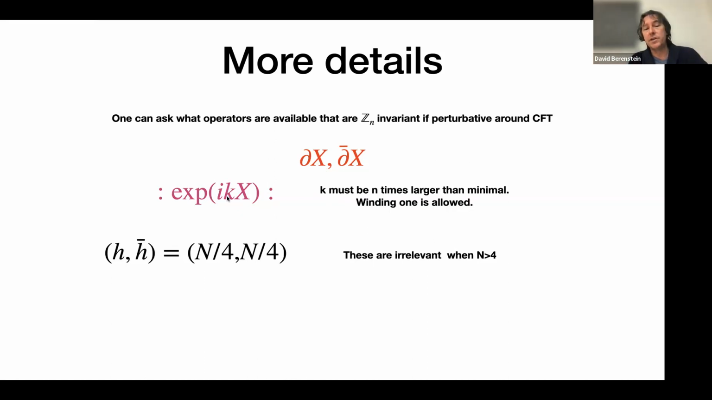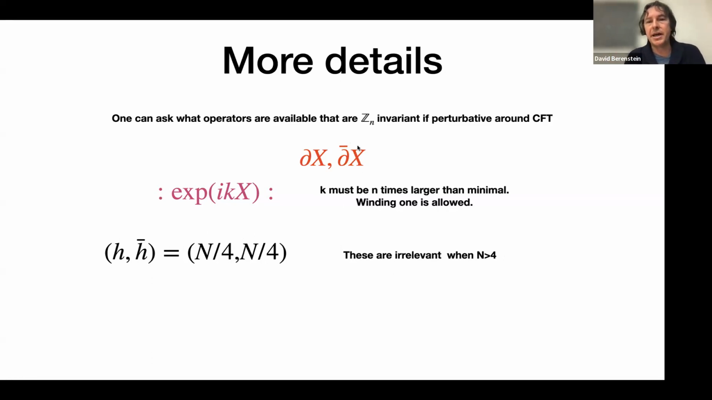So since all of our theories started with Zn symmetry, the only allowed vertex operators are the ones that have k which is properly quantized. And if you ask for vertex operators that carry the weight k, the minimal dimension that's allowed, or with winding, you find that the minimal dimension is n quarters, n quarters. What that means is that when n is bigger than 4, these are irrelevant, and therefore you flow to a theory that still has the U1 current.